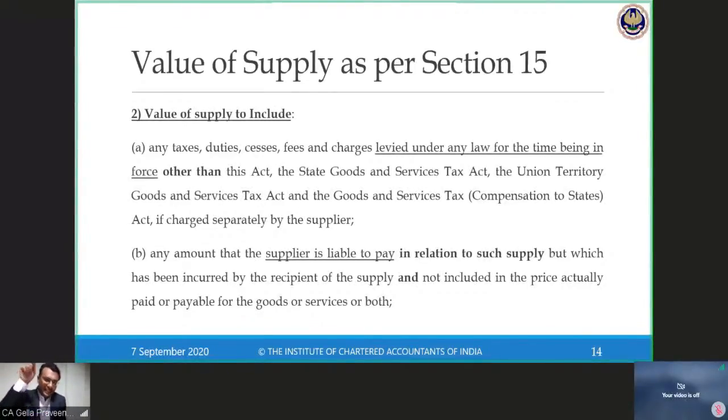But which has been incurred by the recipient of the supply. Instead of the supplier incurring that expense, it was incurred by the recipient. They say, please include that for the purpose of valuation, if not included in the price actually paid or payable for the goods or services or both. So as a supplier, when you are rendering a supply, please consider a value, that value which was paid by the recipient rather than the supplier himself paying.